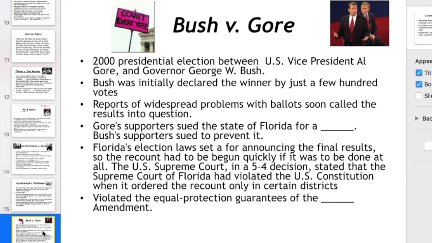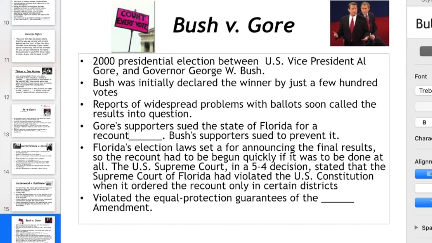The last case is Bush versus Gore. In 2000, the presidential election between Al Gore and George W. Bush. Bush was initially declared the winner by just a few hundred votes. Reports of widespread problems with ballots soon called the results into question. Gore's supporters sued the state of Florida for a recount. Bush's supporters sued to prevent it. Florida's election laws set a deadline for announcing the final results, so the recount had to be begun quickly if it was to be done at all.